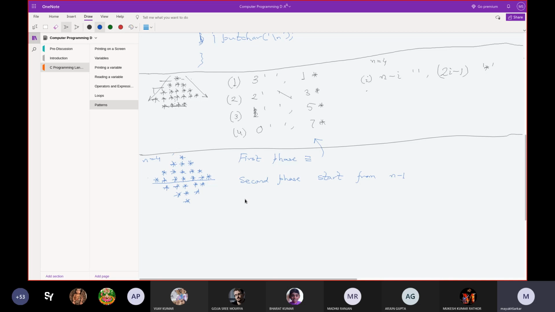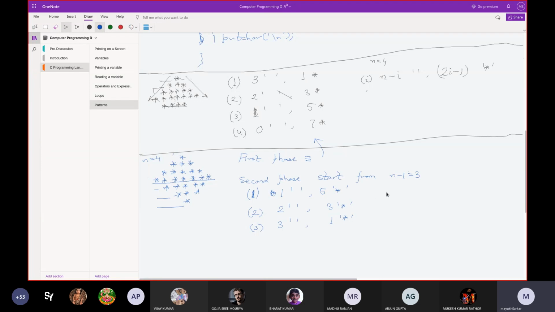Let's calculate. Consider this as the first row now. Okay, so in the first row, what do we have? 1 space, 5 stars. Okay, in the second row, n minus 1 in this case is 3. In the second row, there are 2 spaces and 3 stars. And in the third row, there are 3 spaces and 1 star only.